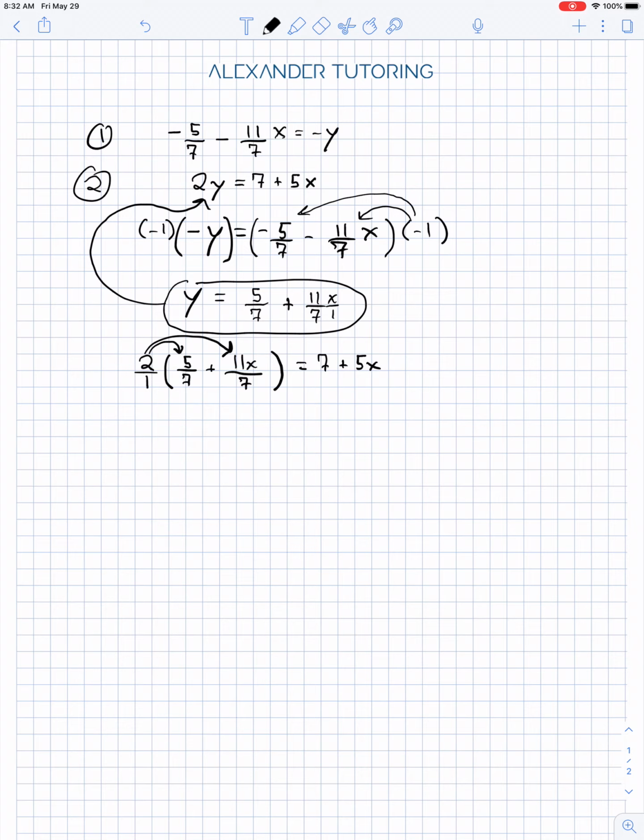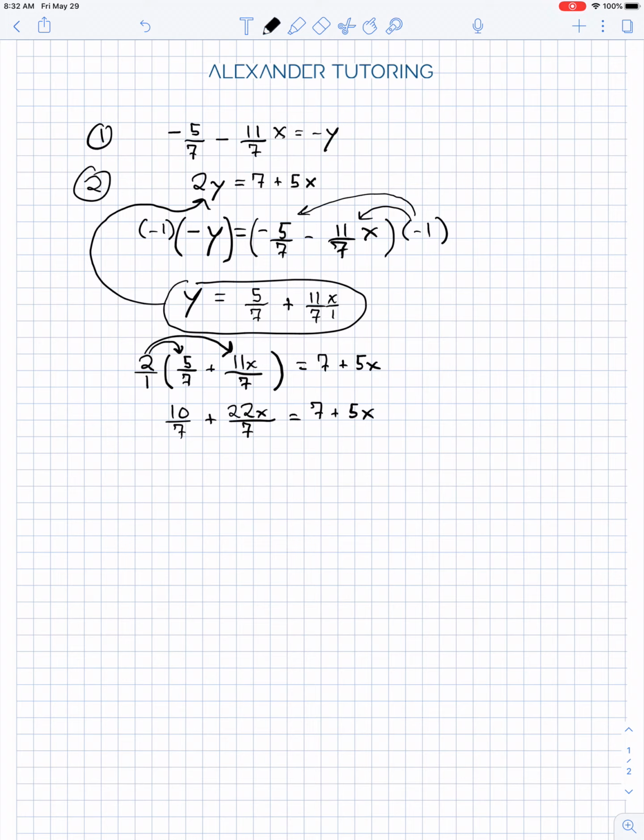Okay, so 2 times 5 is 10. 1 times 7 is 7. Plus 2 times 11x is 22x over 1 times 7 is 7 equals 7 plus 5x. Now, what we see here is a situation in which we have variables on both sides of the equation, meaning the x appears on the left-hand side of the equation and it appears on the right-hand side of the equation. So your algebra's got to be good here. You need to know what to do with that.